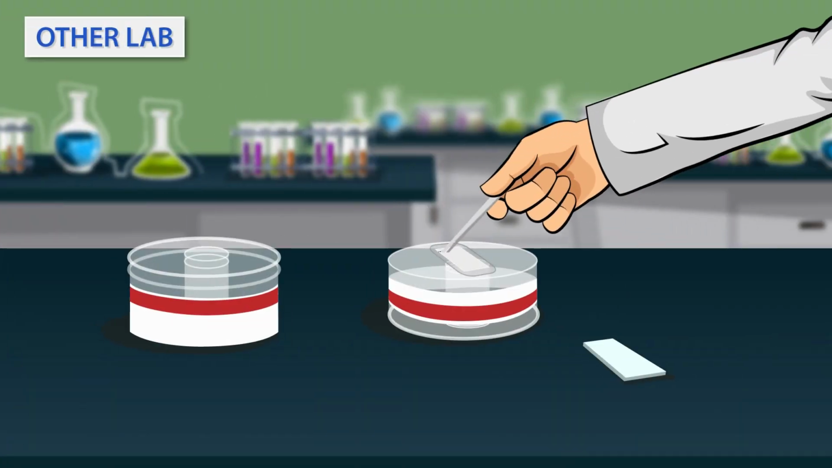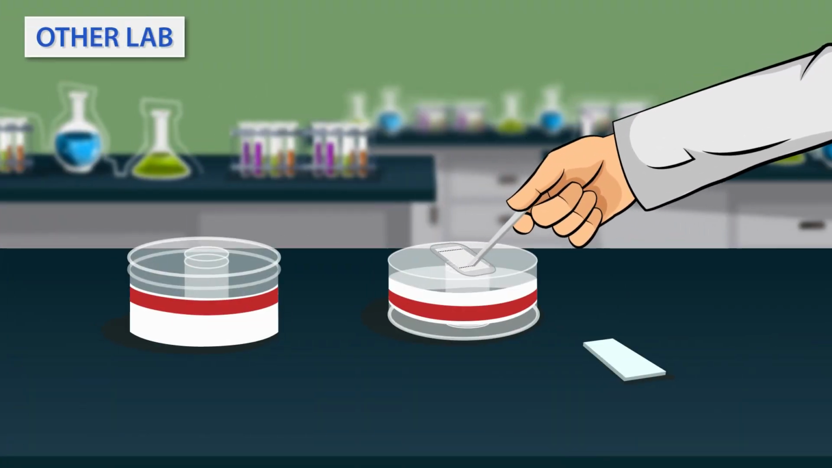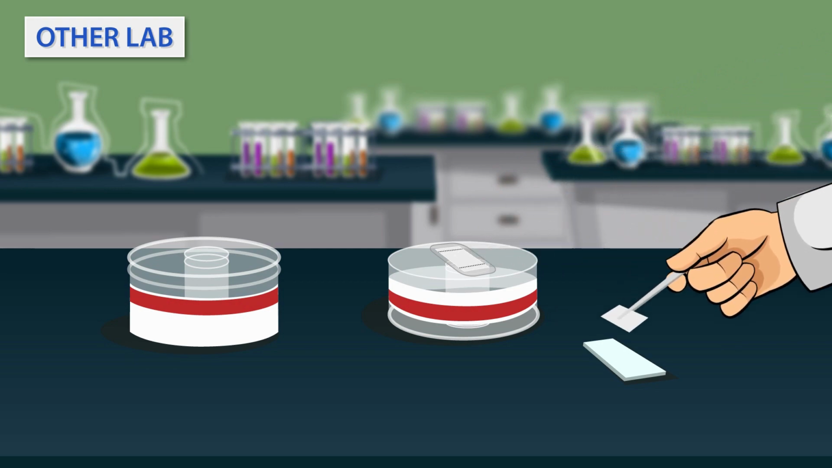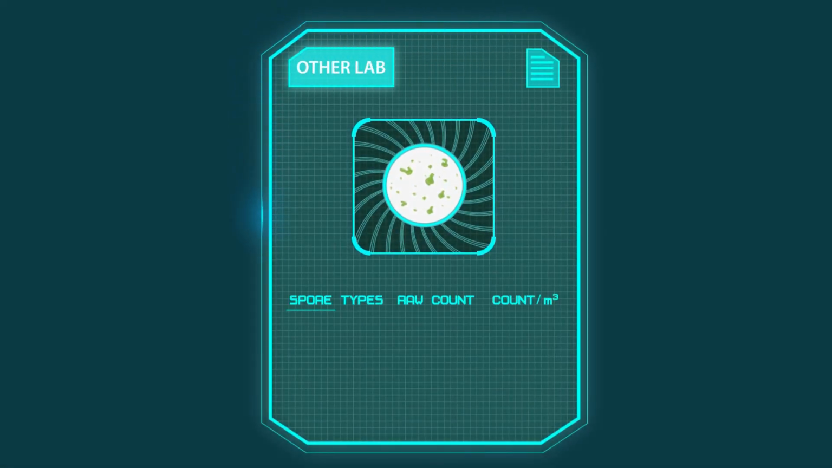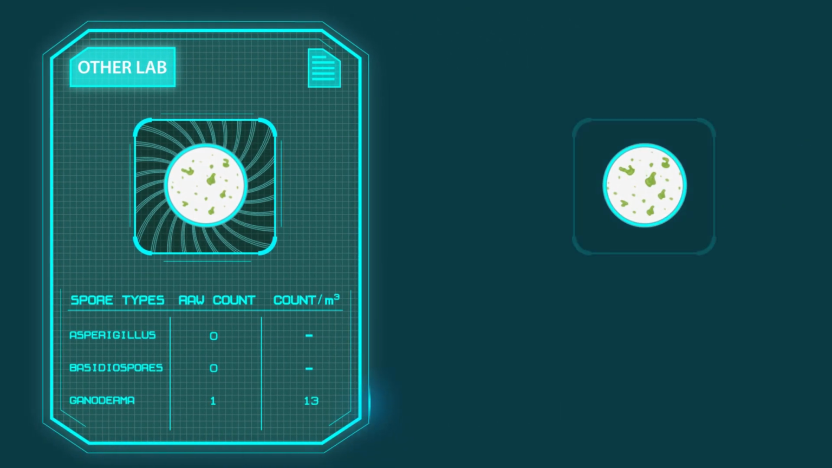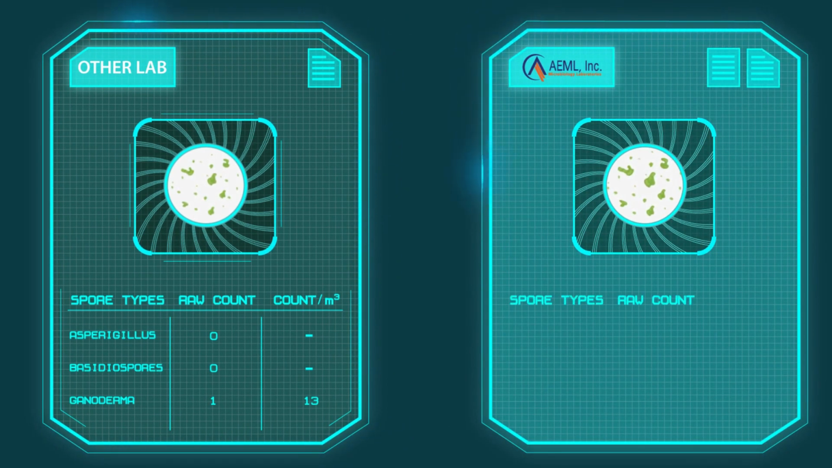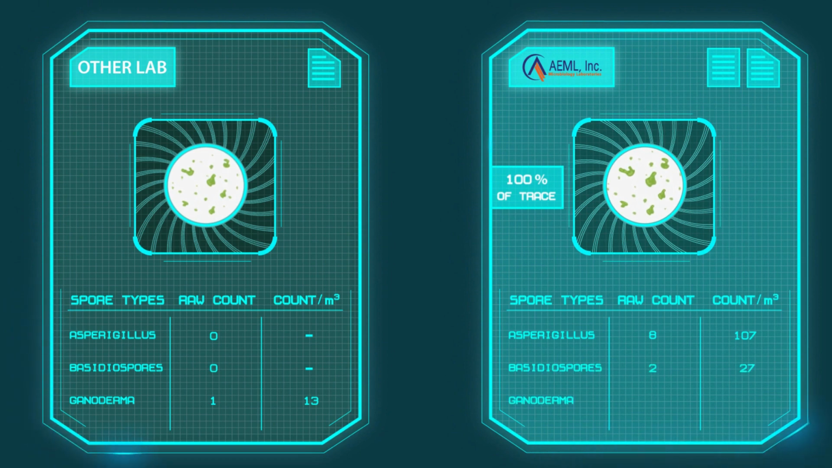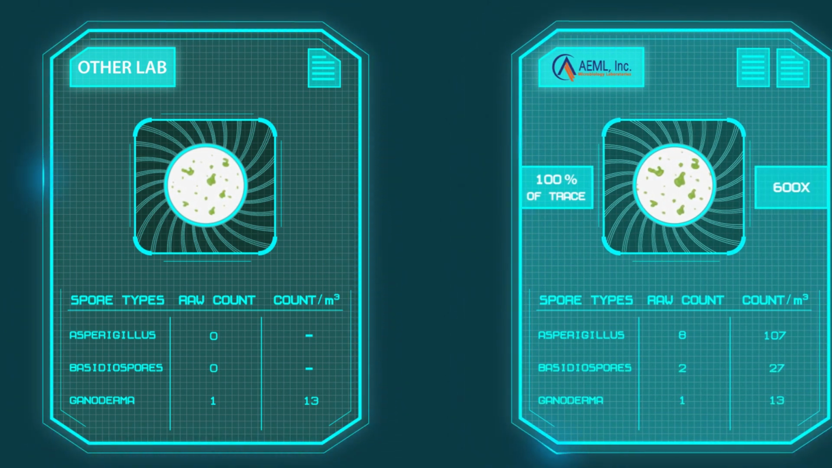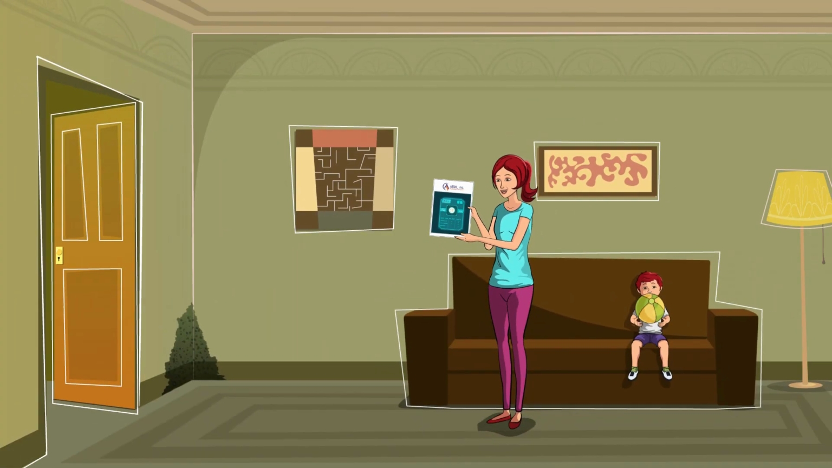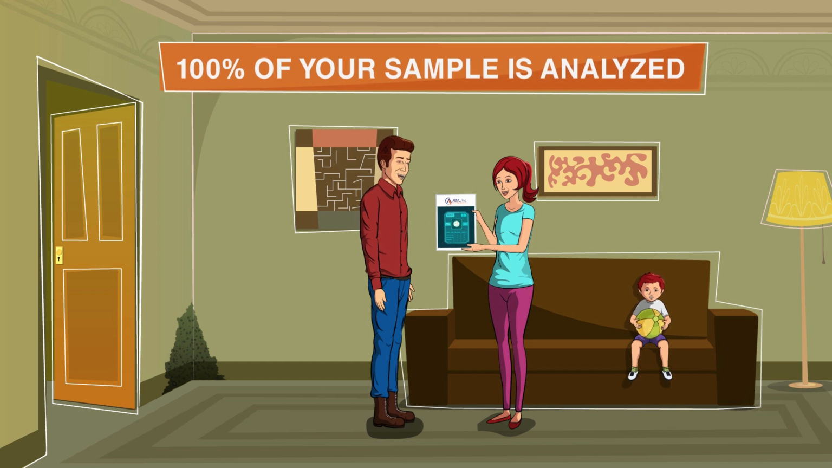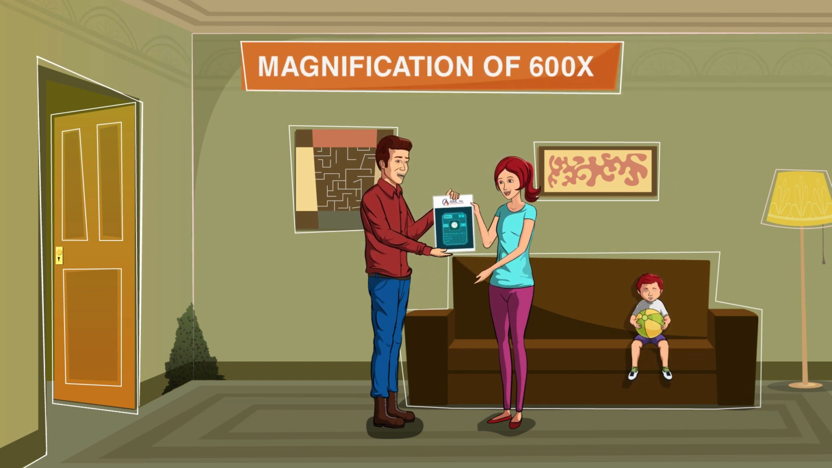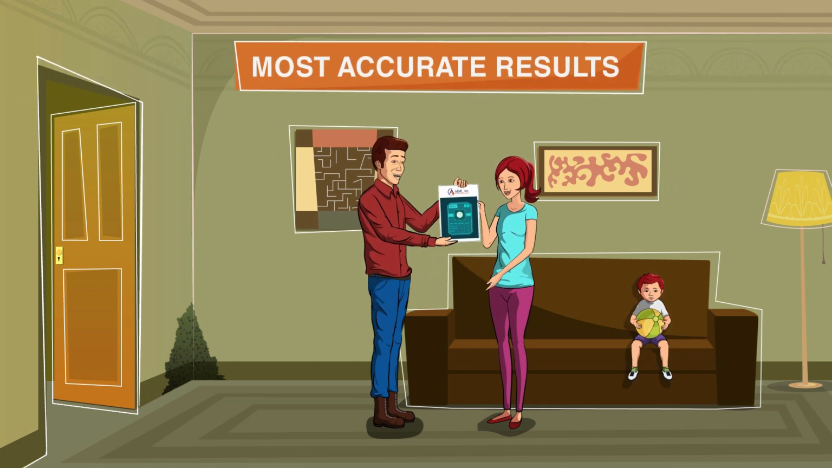Many labs cut corners and analyse only part of the sample at this high magnification to save time and money. The resulting analysis is thus lower in quality and accuracy. At AEML labs, we always analyse 100% of the trace at 600x, providing the best quality analysis. So insist your mould inspector uses a quality professional lab where 100% of your sample is analysed at a magnification of 600 to ensure the most accurate results.